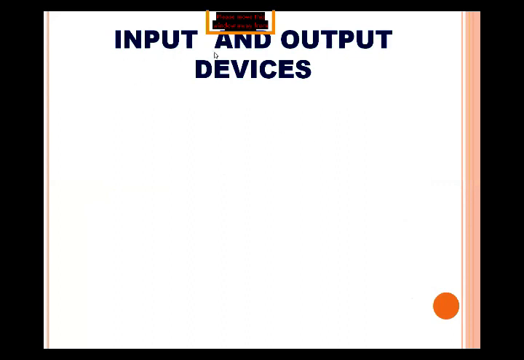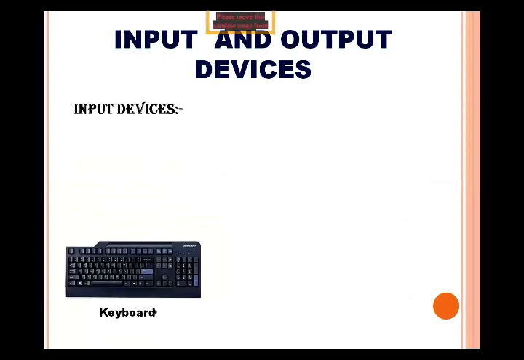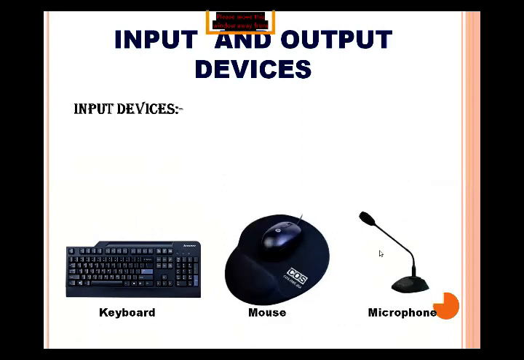Okay. Now I have the next topic, input and output devices. Our next topic is input and output devices. What are input devices? Let's see. We have learned the different parts of a computer, and these are also called the input and output devices. What are the input devices? Keyboard, mouse, and microphone. These all are called input devices.